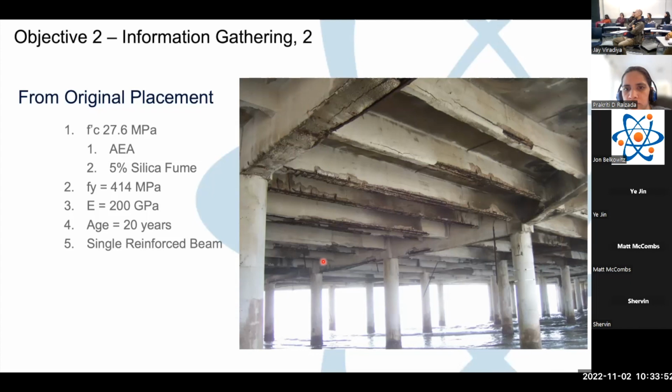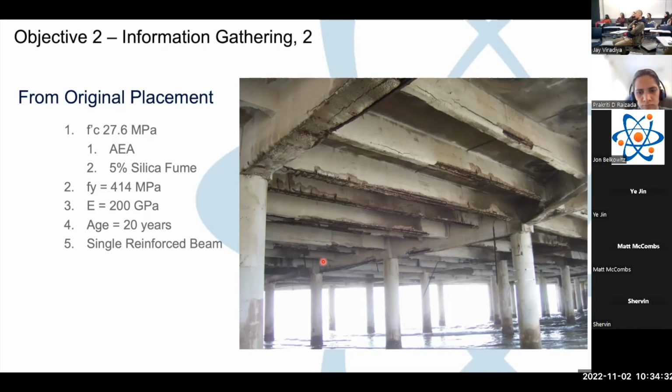Okay, so from the original placement, I'm going to give you some information. The strength of the concrete was designed to be 27.6 MPa. For our English-speaking folks or Americans here, that's 4,000 PSI at 28 days. It was designed as an air-entrained concrete, and yeah, sure, we're going to say that it had a little bit of silica fume in there, 5% silica fume. That really doesn't matter at this point. And oftentimes when you design with reinforced concrete, that question of how much silica fume, how much air entrainment is not in there. But that is something as junior engineers, as future engineers, you'll need to know.